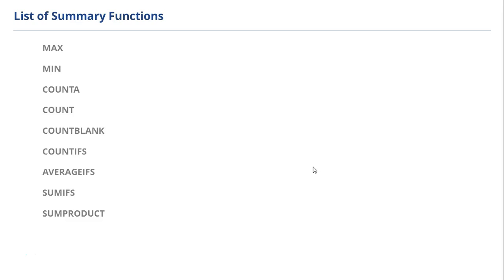The next function is AVERAGEIFS. The AVERAGEIFS function is identical to the SUMIFS function. The only difference is that the SUMIFS function returns a sum while the AVERAGEIFS function returns an average. Apart from that, these two functions are identical. So we move on to the next function called SUMPRODUCT. As the name suggests, it returns the sum of products.